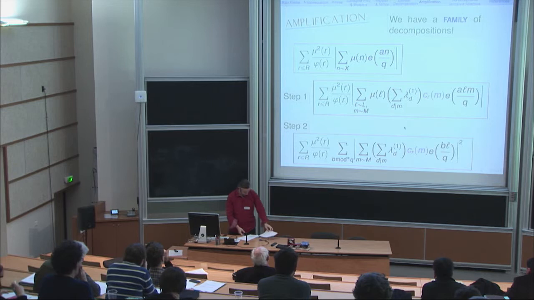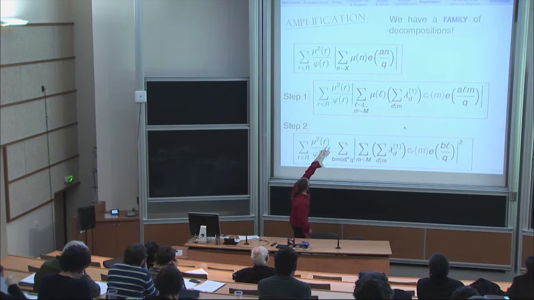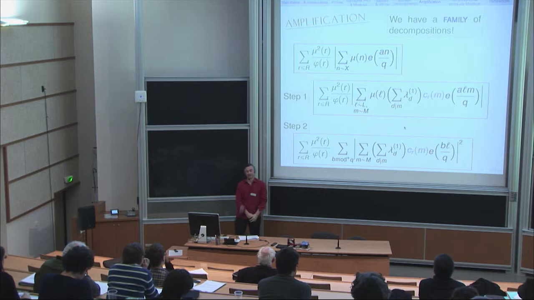So I'm going to start a bit of the proof. The polynomial you want is the black one here: the sum of mu of n times e(na/q), multiplied by a summation over r. And capital R is a small power of x, x to the 1/100, something like that.